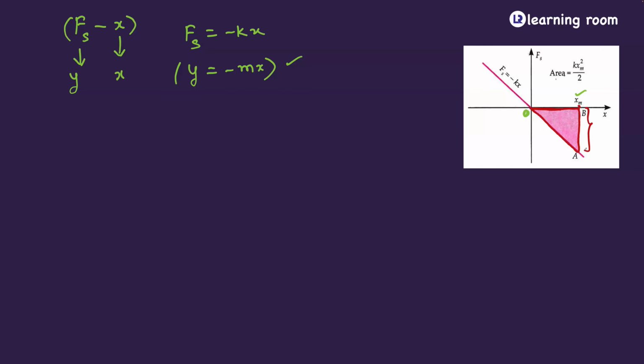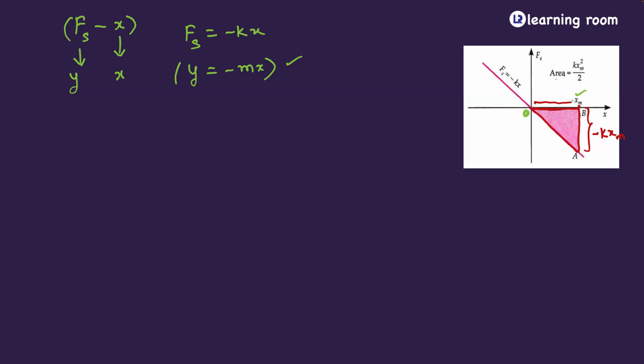So we say that the equation of this line is Fs is equal to minus kx. So what is the value of x here at point B? It is going to be xm. So this height is going to be minus k into xm, and this distance is xm.